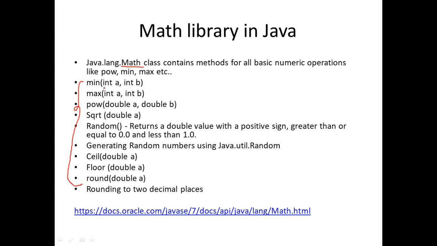These methods are min and max to find the minimum and maximum in a given set of numbers, the power function, say raising a number to a power, square root, and generating random numbers. We are going to see how we can generate random numbers. And ceil and floor, for any given value, how to find the ceil and floor, and round of a value. We'll also see how to round any value to two decimal places. So we'll understand all these things with some simple examples.